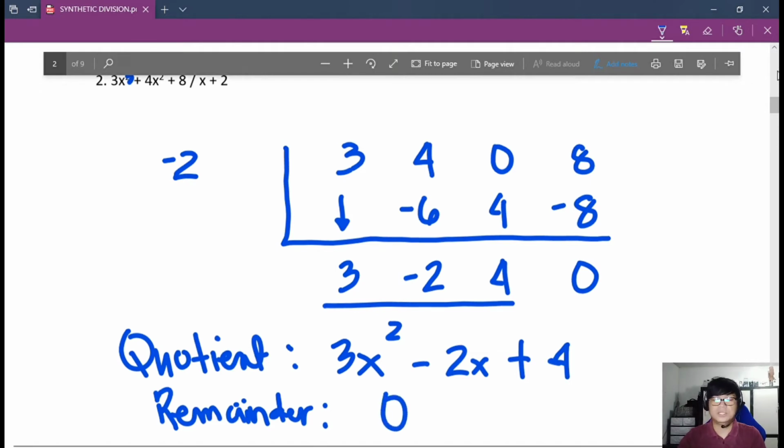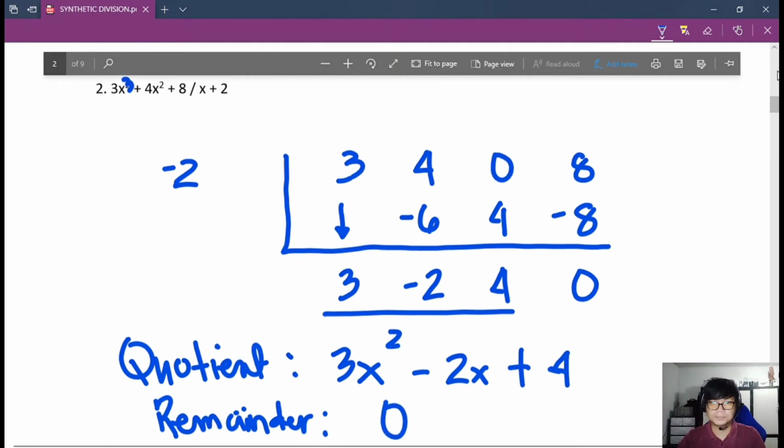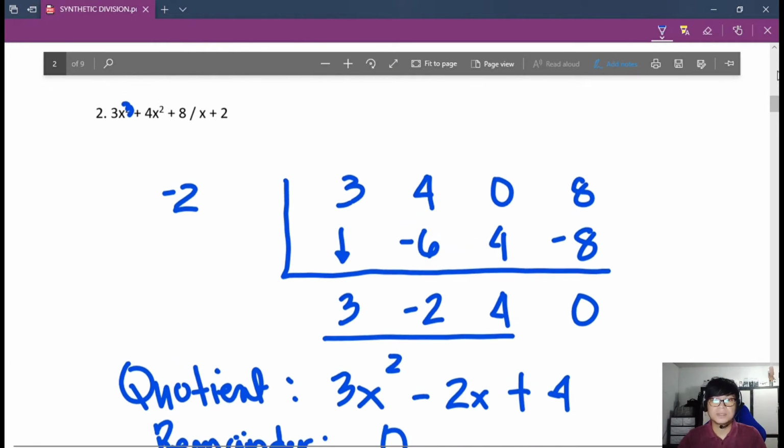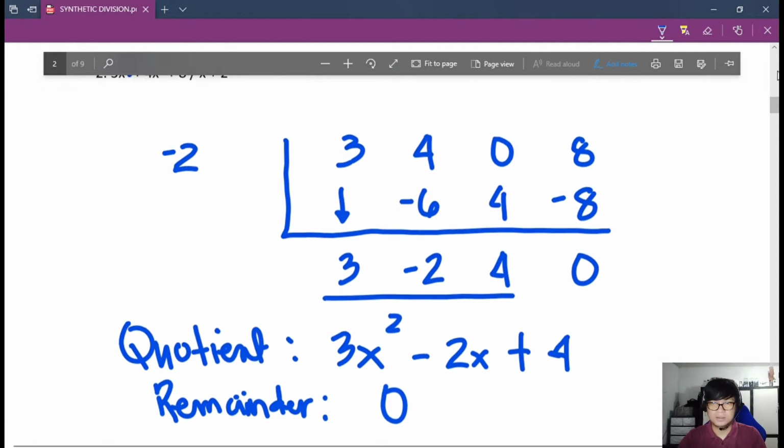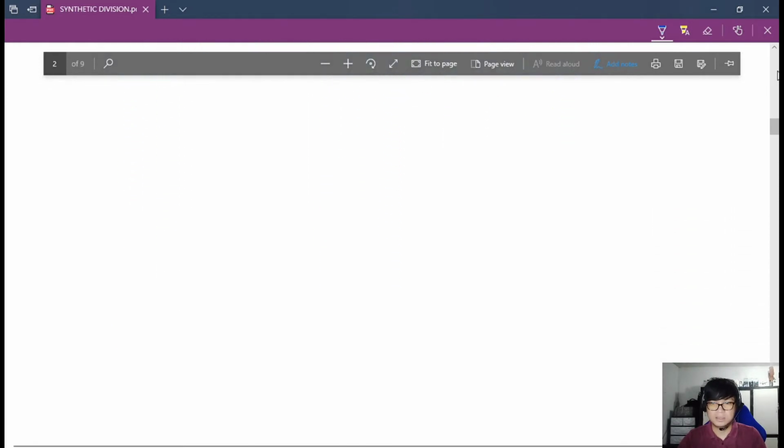Remainder natin is 0. Okay? So, ganun lang kasimple yung synthetic division. Next. Okay, last number 3.